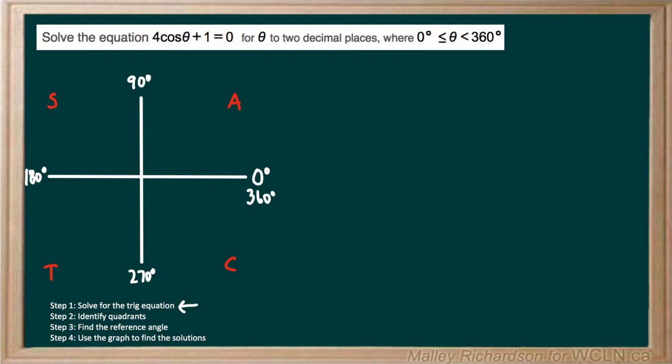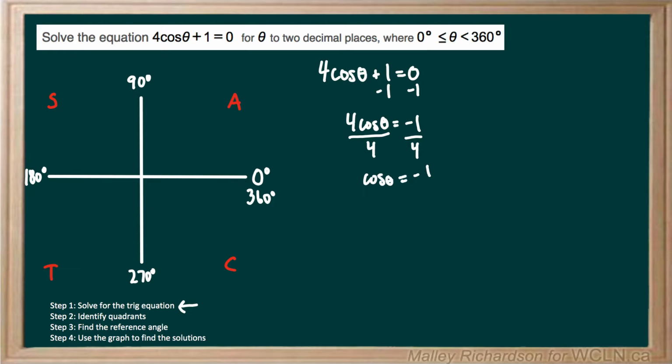the trig equation. So in the question, we're given the equation 4 cos theta plus 1 equals 0. And we want to solve for our trig equation of cos theta. So to do this, we need to isolate cos theta by subtracting 1 from both sides and then dividing both sides by 4. And we're left with cos theta equals negative 1 over 4.